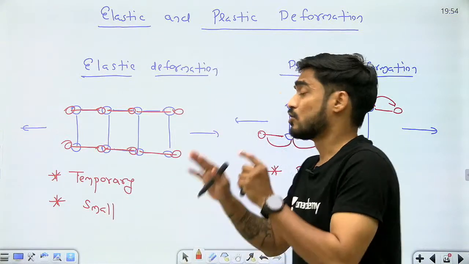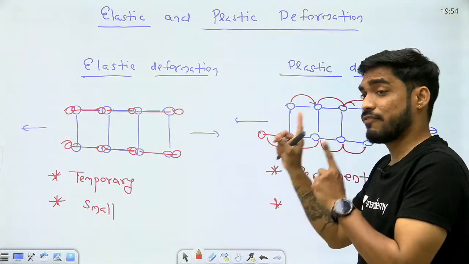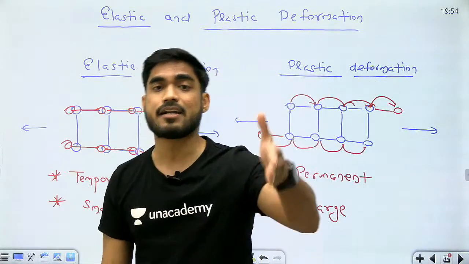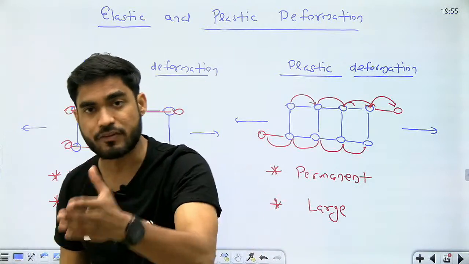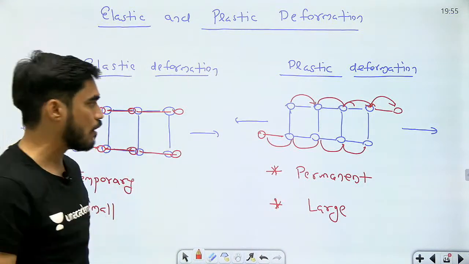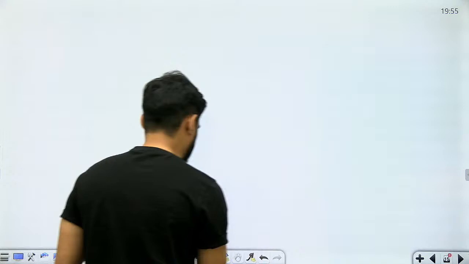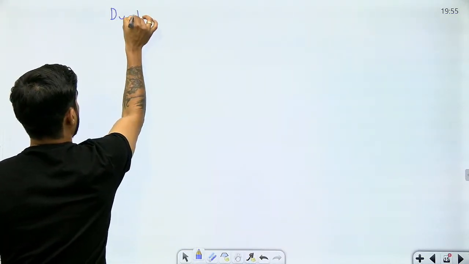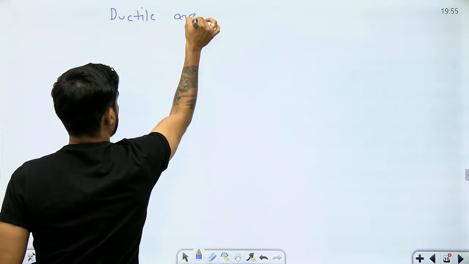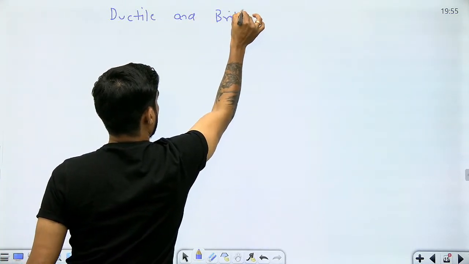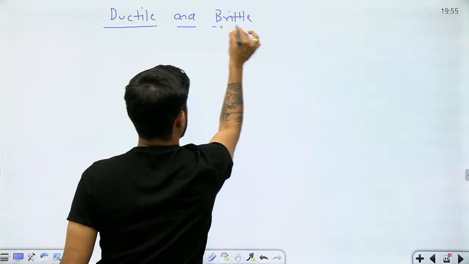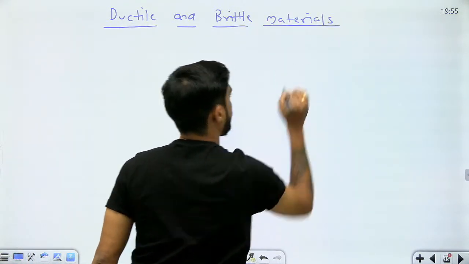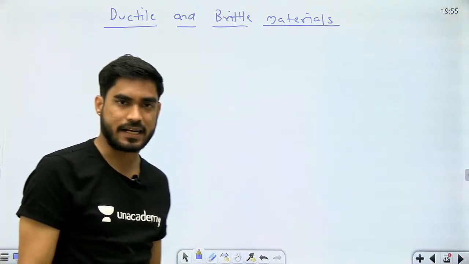Yes. This difference is very important in order to understand ductile and brittle material. Now understand the difference in ductile and brittle material. अब ductile versus brittle material समझ लेते हैं. So what is the difference between ductile materials and brittle materials? What is the difference exactly?